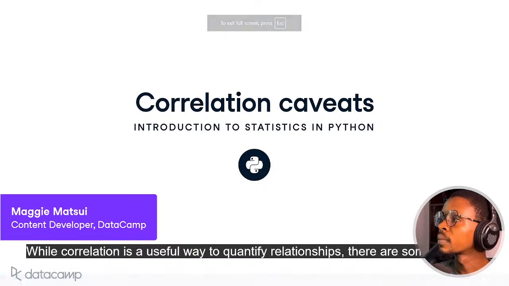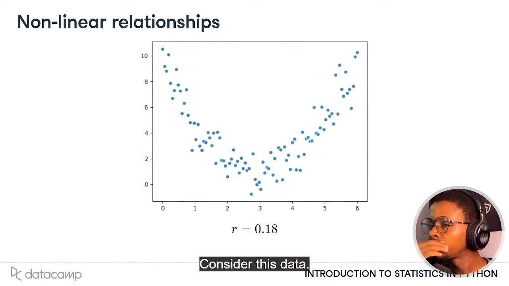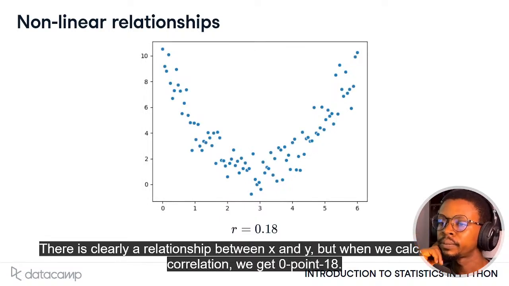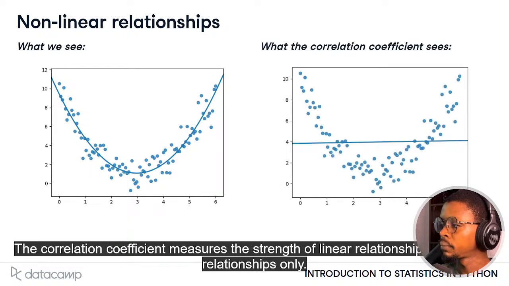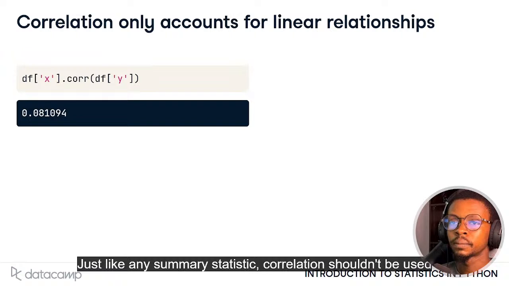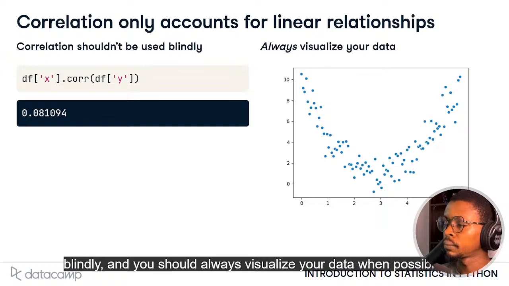While correlation is a useful way to quantify relationships, there are some caveats. Consider this data. There is clearly a relationship between x and y, but when we calculate the correlation, we get 0.18. This is because the relationship between the two variables is a quadratic relationship, not a linear one. The correlation coefficient measures the strength of linear relationships, and linear relationships only. Just like any summary statistic, correlation shouldn't be used blindly, and you should always visualize your data when possible.